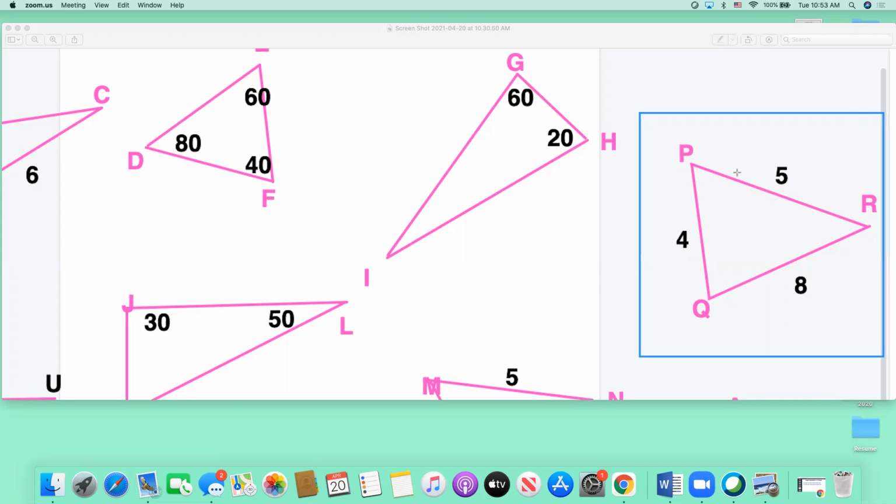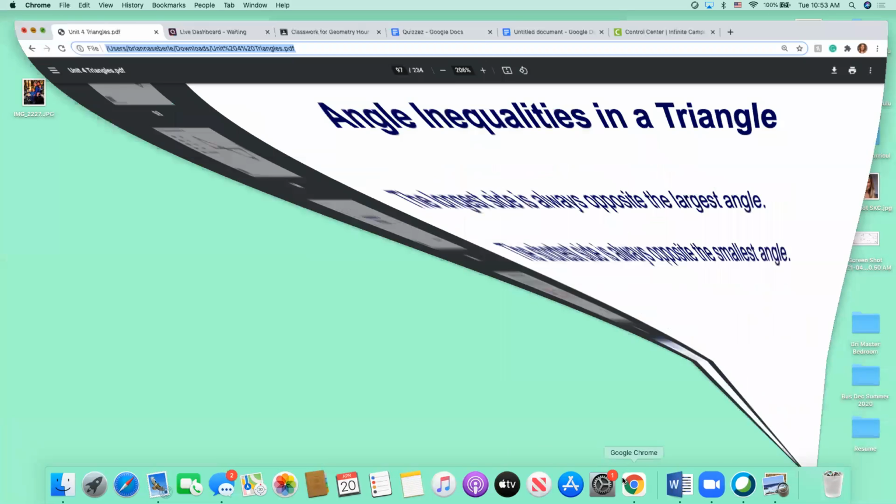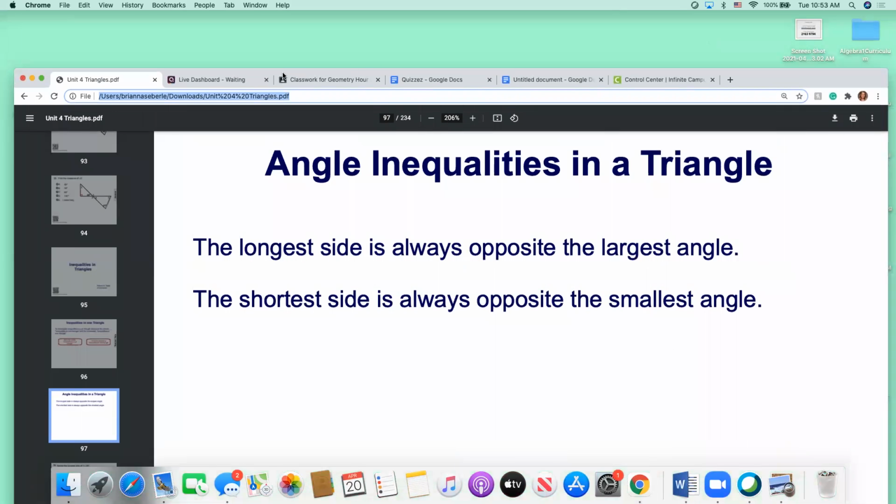All right, so what is my smallest side on here? Sorry, smallest angle. Smallest angles are, yep. What's your medium? Yep. And then the biggest? P. Does anybody have any questions on that? No? Okay, so let's go on to quizzes.